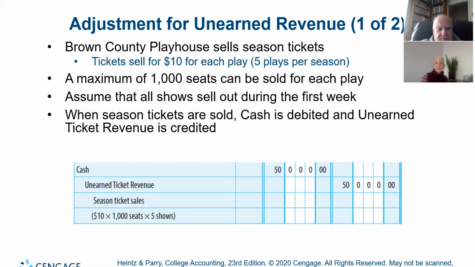And here's the adjustment. Brown County Playhouse sells season tickets, $10 for each play, 5 plays per season. That's what, $50 times 1,000. Okay. So here's what happened when they got the money. Debit cash, credit unearned revenue, unearned ticket revenue. They don't owe the public money. They owe theatrical performances.